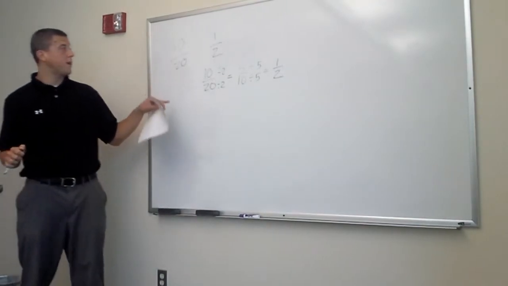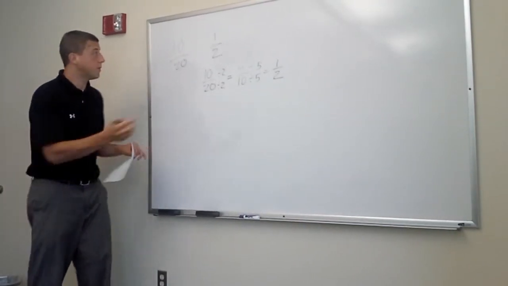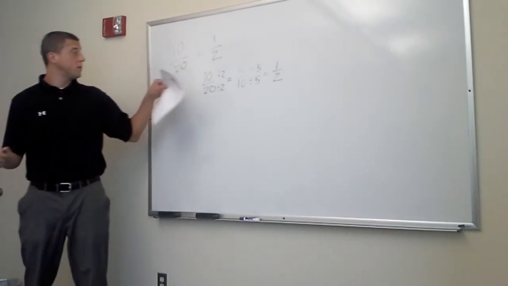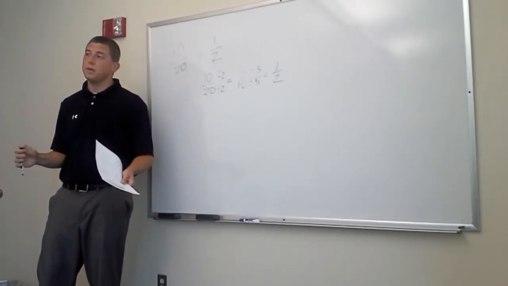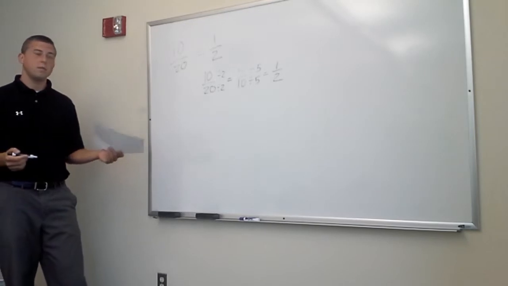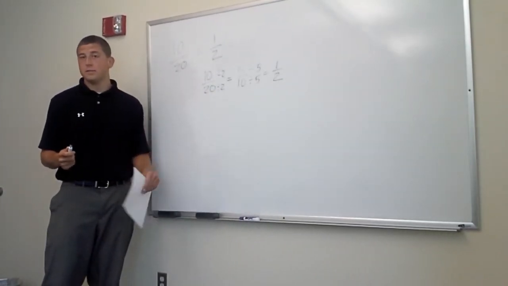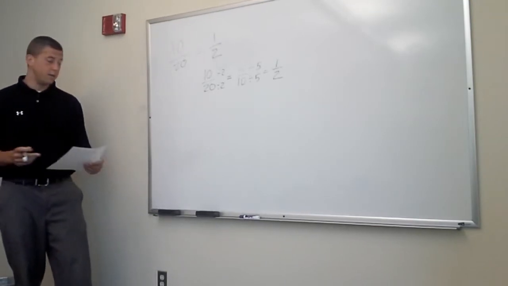So these two fractions are equal because when you reduce 10 over 20 down, it ends up being 1/2. So this concept of two fractions that can be equal even when their denominators are different is something that we're going to use in today's lesson.